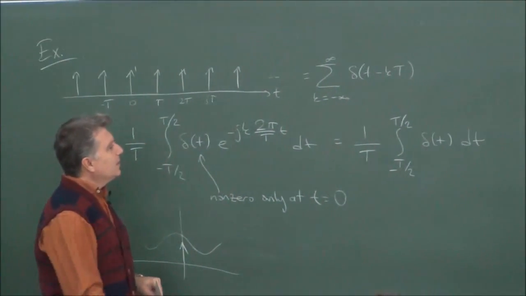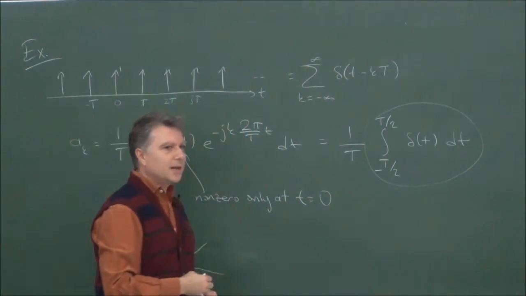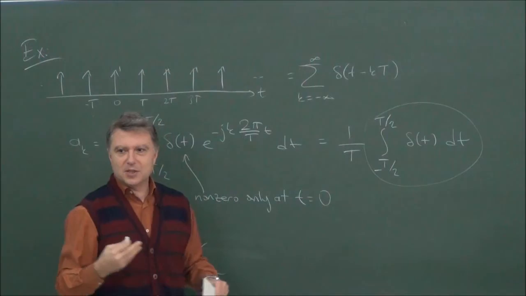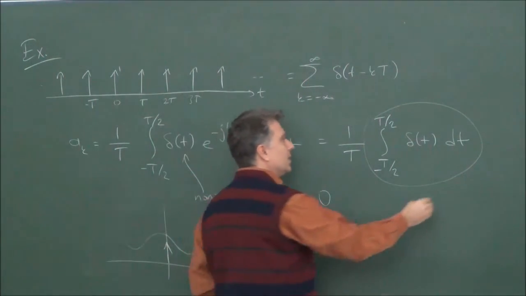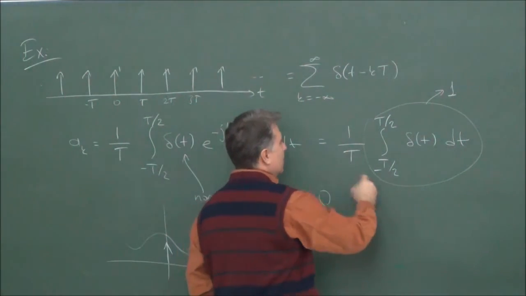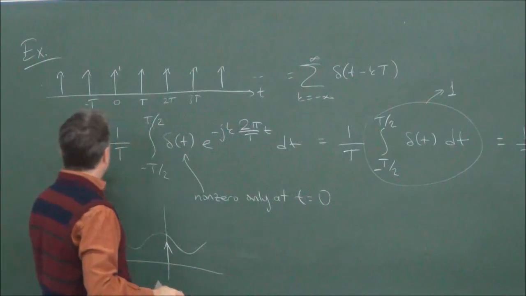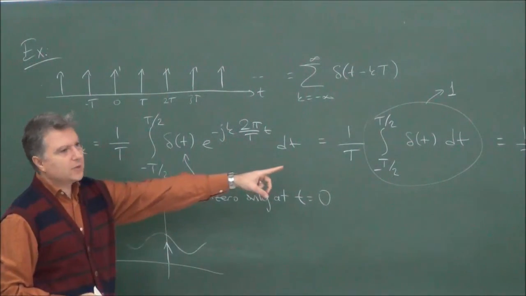And that thing, this integral, clearly corresponds to the area under the impulse, which is by definition something known. We know it. It is 1. So the answer is 1 over t. Let's read it from here. a_k is equal to 1 over t.